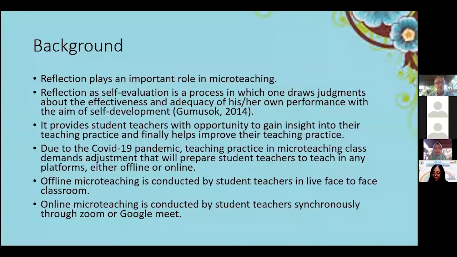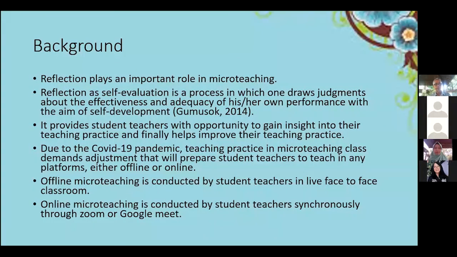As a background, as we know that reflection plays a very important role in micro teaching practices. Reflection as self-evaluation is a process in which one draws judgments about the effectiveness and adequacy of his or her own performance with the aim of self-development. Reflection also provides student teachers with opportunity to gain insight into their teaching practice and finally helps improve their teaching practice.